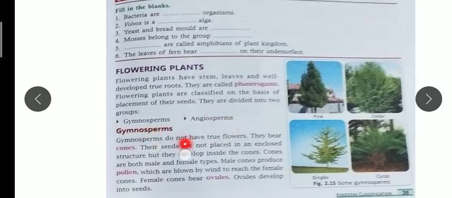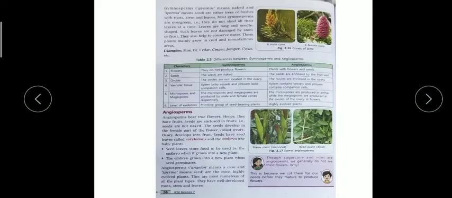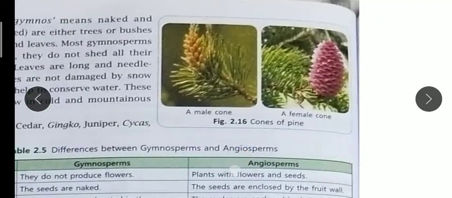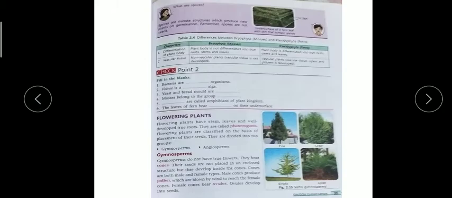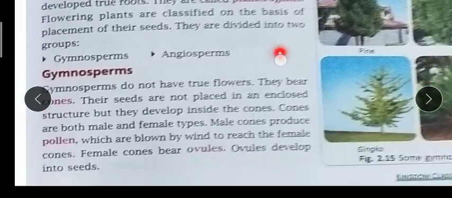Gymnosperms do not have true flowers. Underline this line: they bear cones. On the next page you can see their structure, figure 2.16, cones of a pine plant. You can see a cone-like structure. This one, which is yellow in color, is a male cone, and this pink one is a female cone. So usually gymnosperms bear cones.